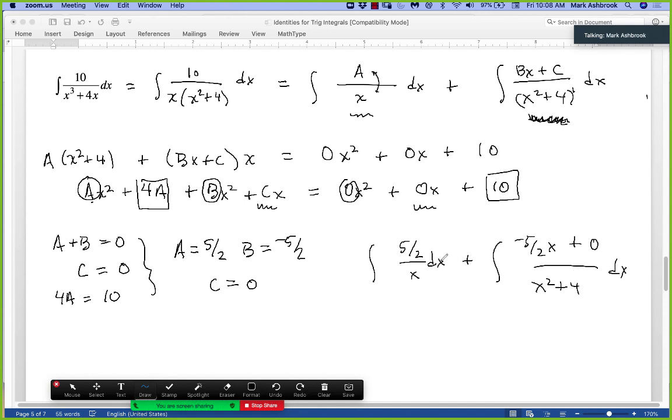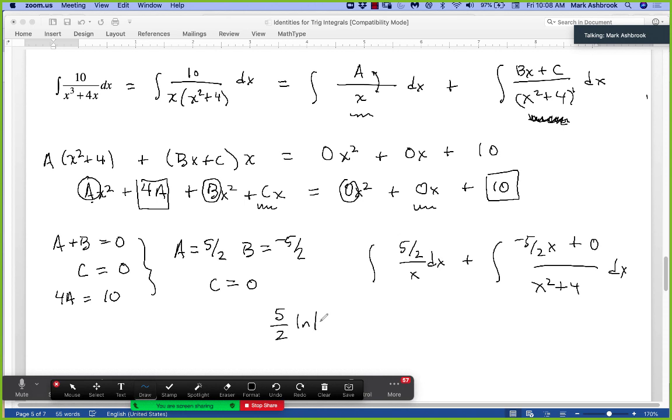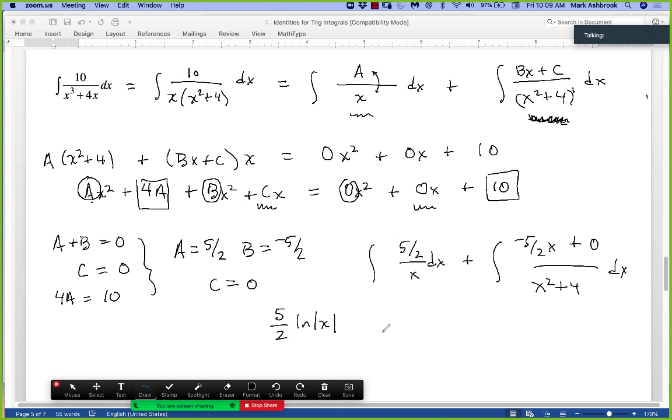Okay, and so how do we do this antiderivative? That's just 5 halves natural log of x. What about this? Negative 5 halves x over x squared plus 4. How do we do that antiderivative?